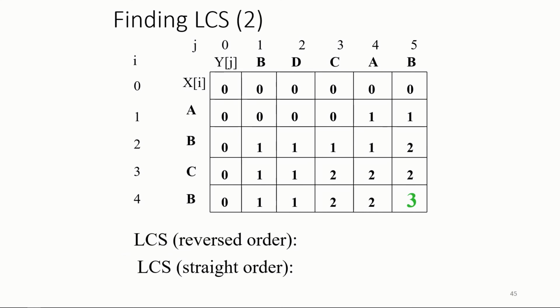So we can do the simulation again. We started from the last cell, at this time we got the value of this cell from the diagonally above cell. So we can say there was a match. That means the character B was in the LCS.